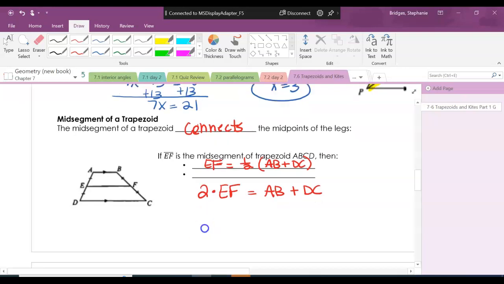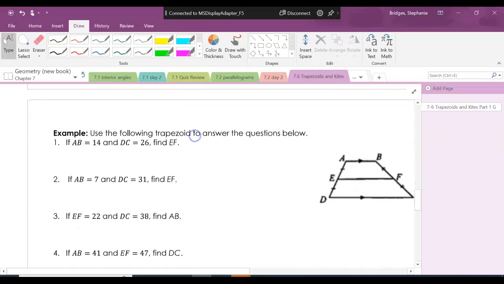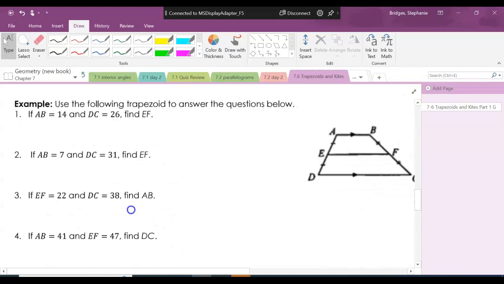We're almost done. So those are the two formulas. I think you'll probably prefer that one better. Okay. So let's start with question number 1.